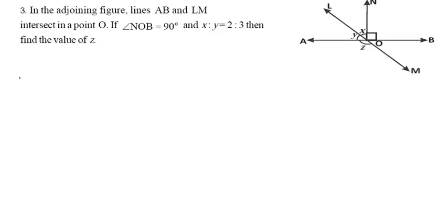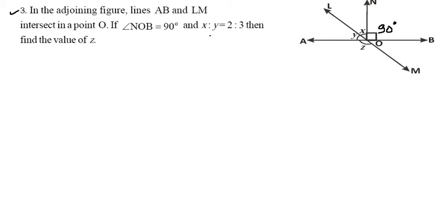Let us see the next question, that is the third question. In the adjoining figure, lines AB and LM are intersecting at point O. Angle NOB is 90 degrees.